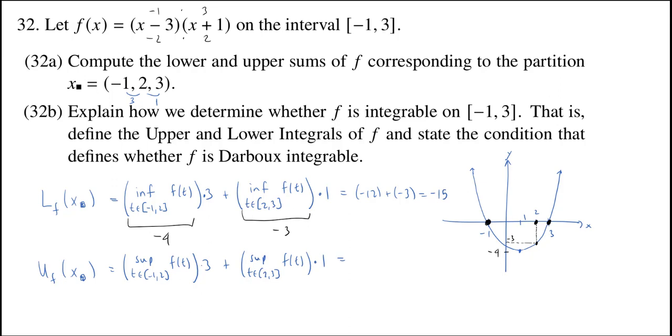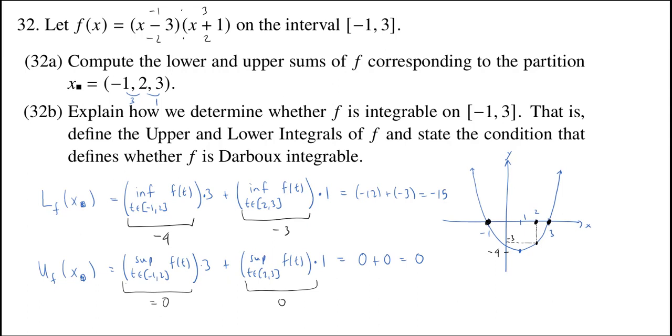All right, so let's see, what are the supremums on these two different intervals? From -1 to 2, the highest point is at -1, where the sup is 0. So this term doesn't even contribute anything. What about from 2 to 3? From 2 to 3, I also get all the way up to 0. And so my upper sum is going to be precisely 0 plus 0 equals 0.